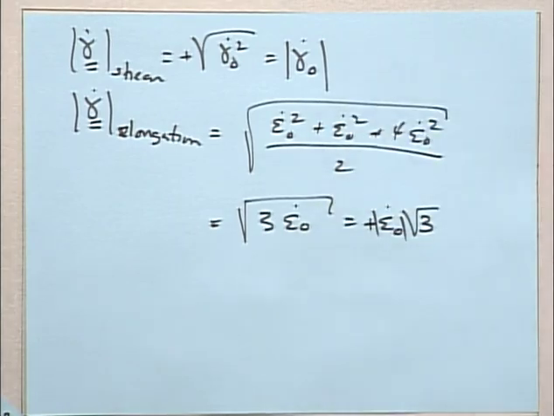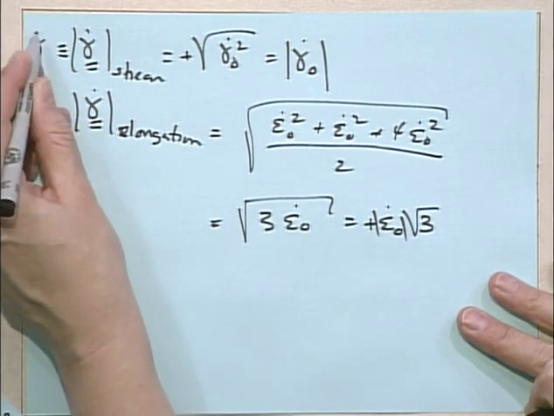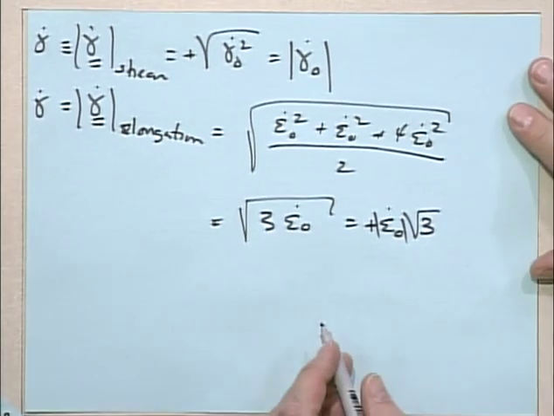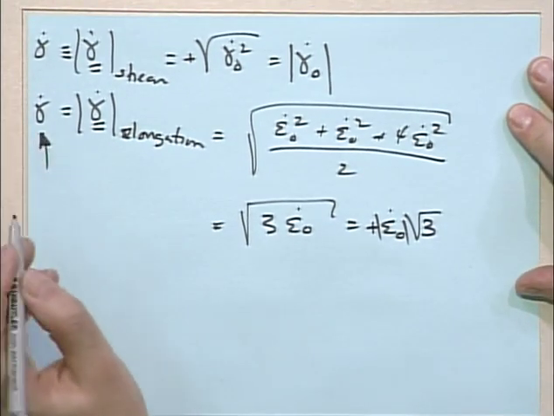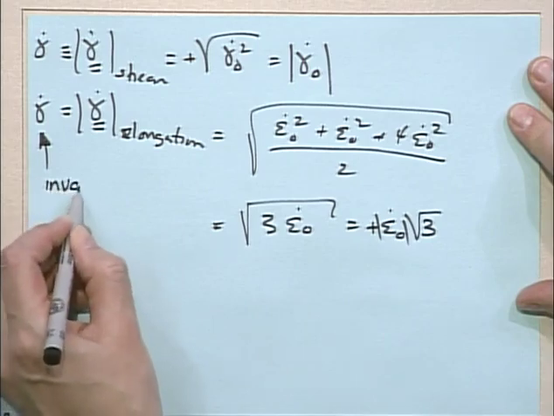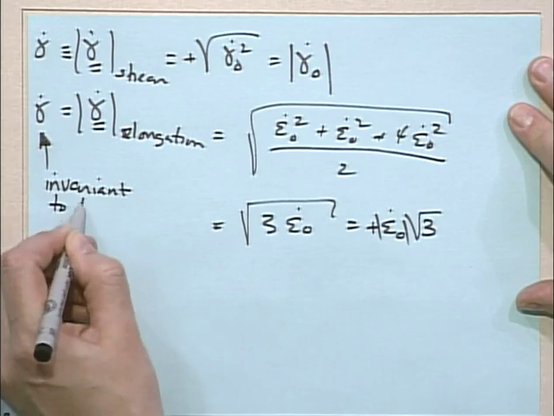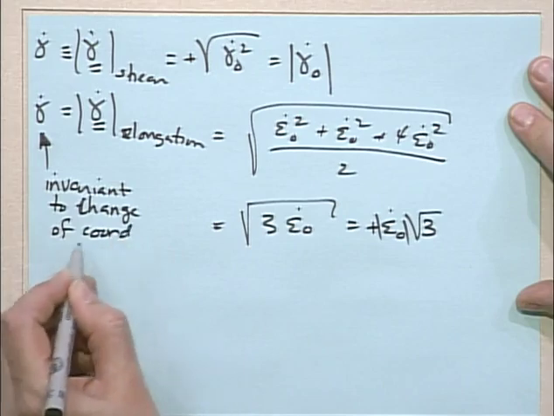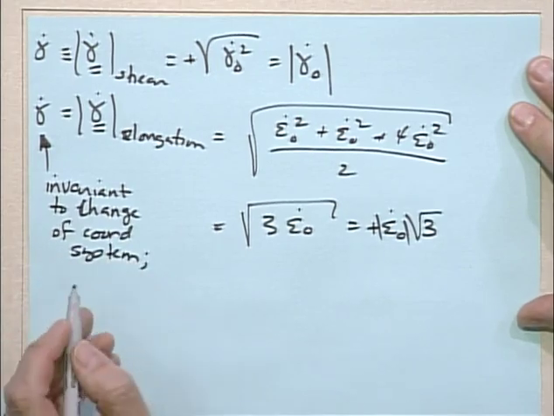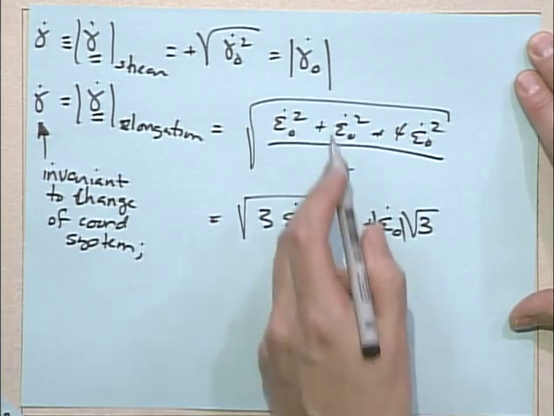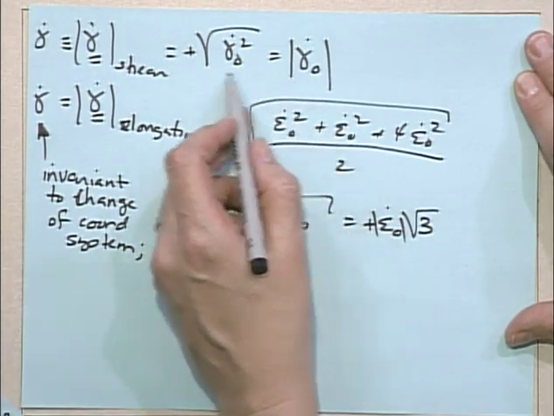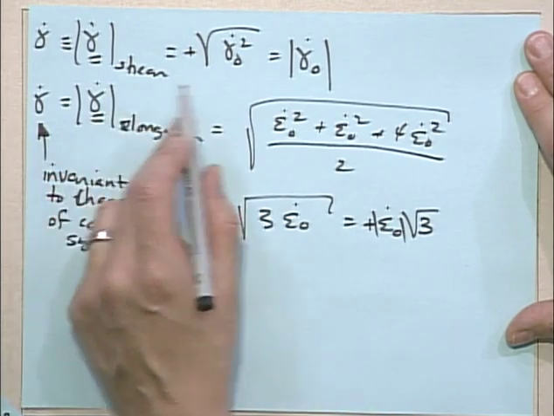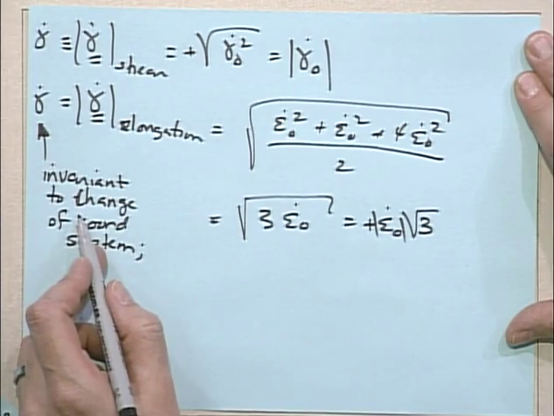This magnitude of this tensor is defined as gamma dot with no subscripts on it. And this is invariant. Okay, this is a shear. This is an invariant quantity. Invariant to change of coordinate system. And that doesn't mean these two numbers are equal to each other because these are for two different flows. But within each flow, it doesn't matter what coordinate system I expressed it in, this is going to be the number. So that's an important aspect.